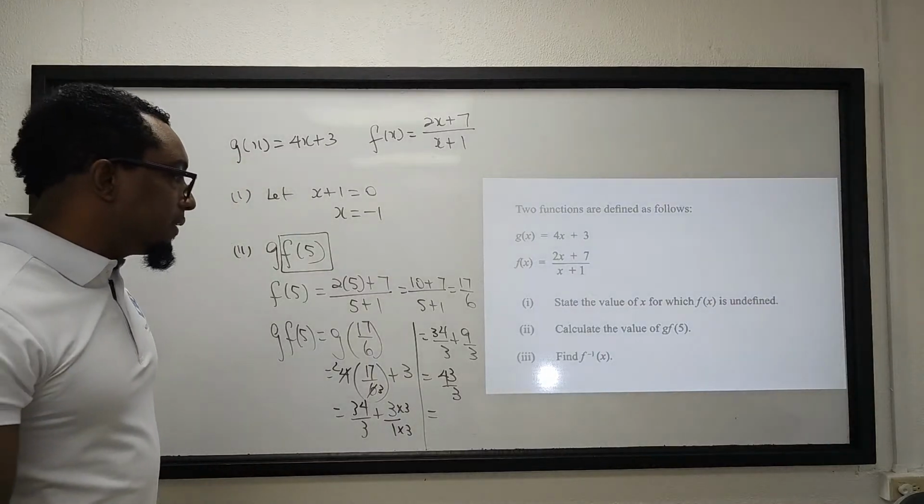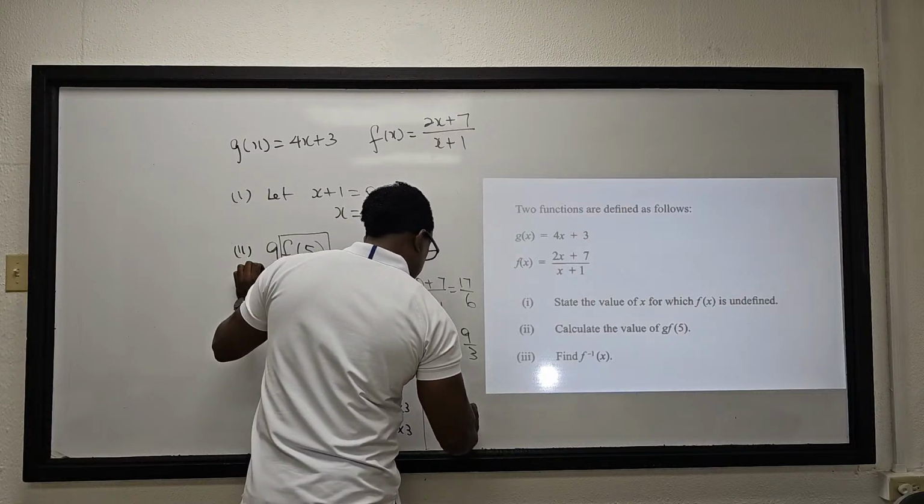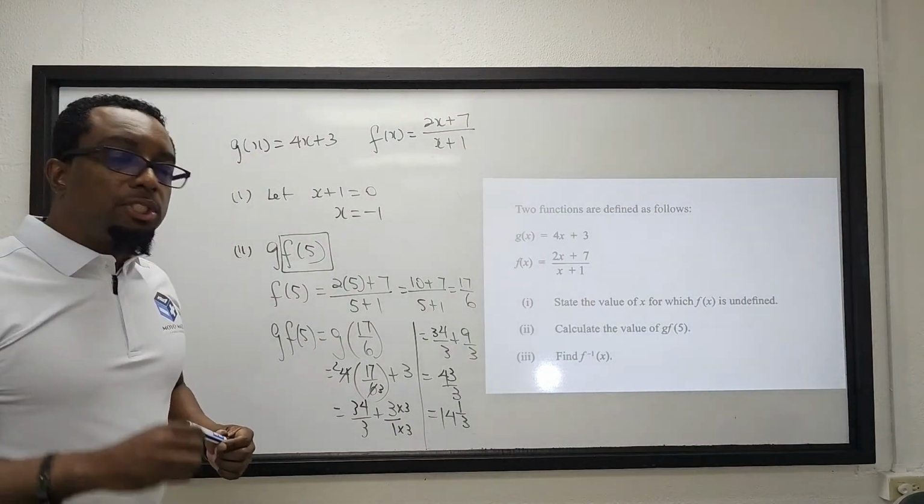Which is the same as 3 into 4 is 1, remainder 1. 4 3s are 12 and 1 is 13. 14 and a third will be the value for gf of 5.